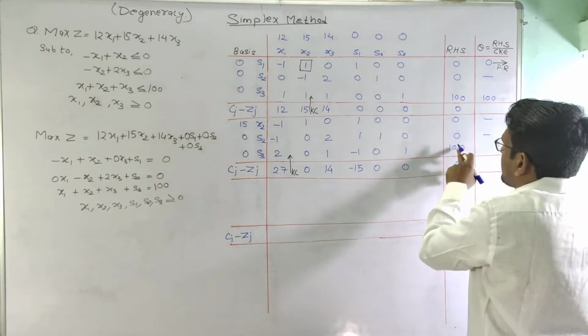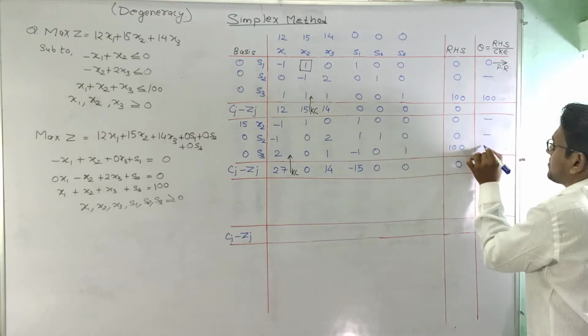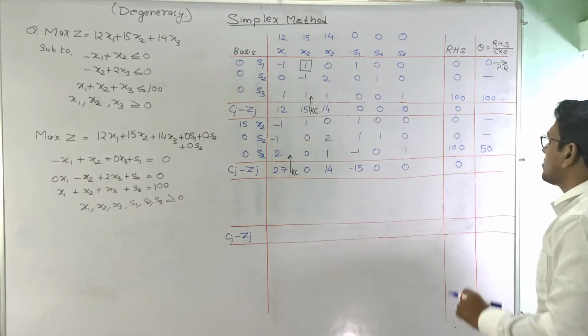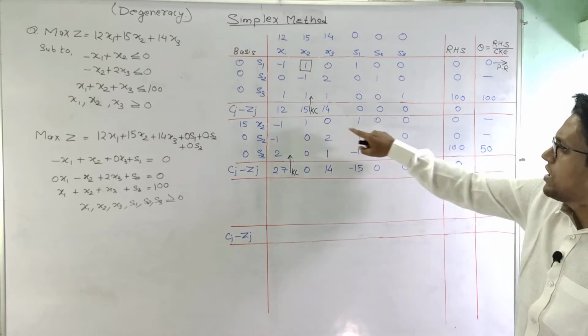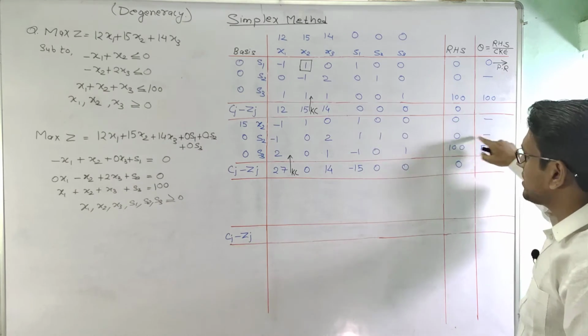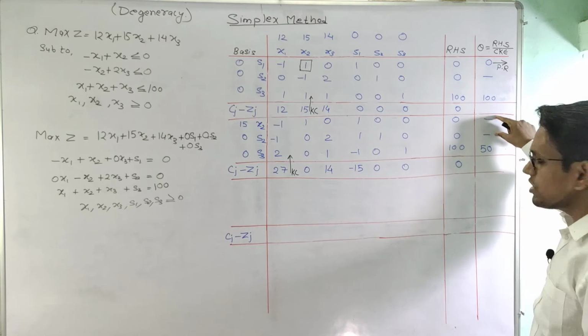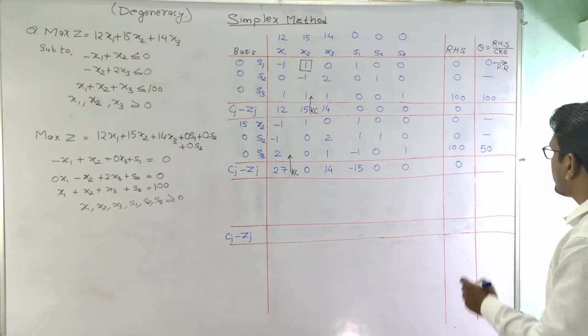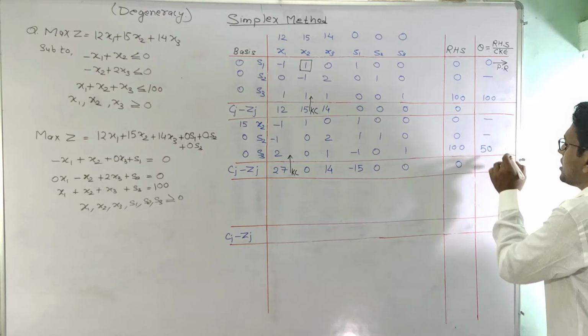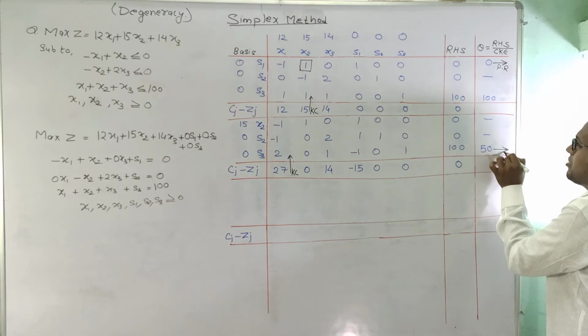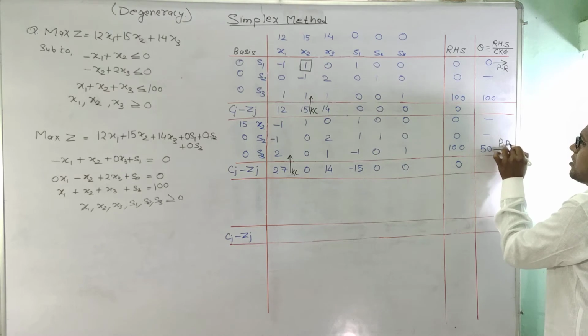Okay, 100 divided by 2 is 50. So as we can see here that the variable x2 and variable s2 are not eligible to participate, we will select the variable s3 as our leaving variable, and this will be our pivot row.